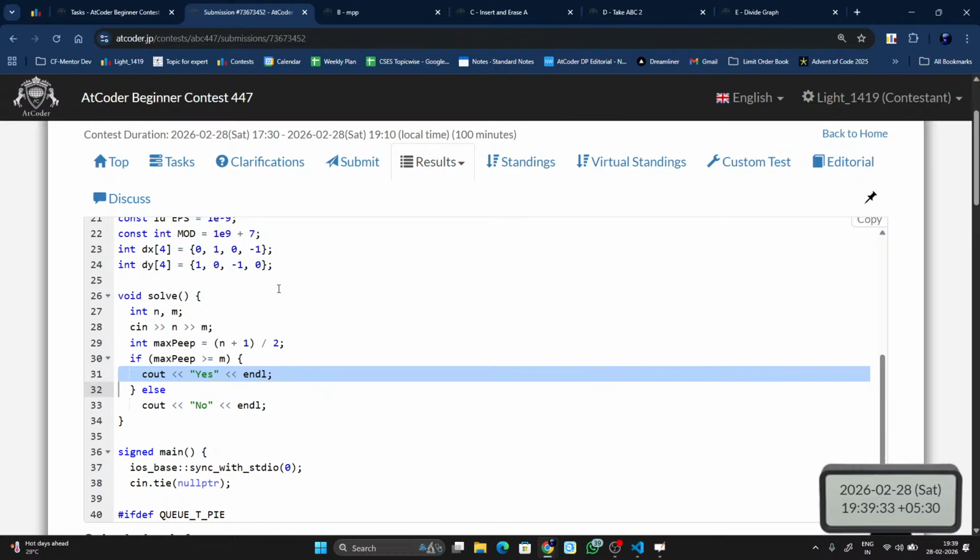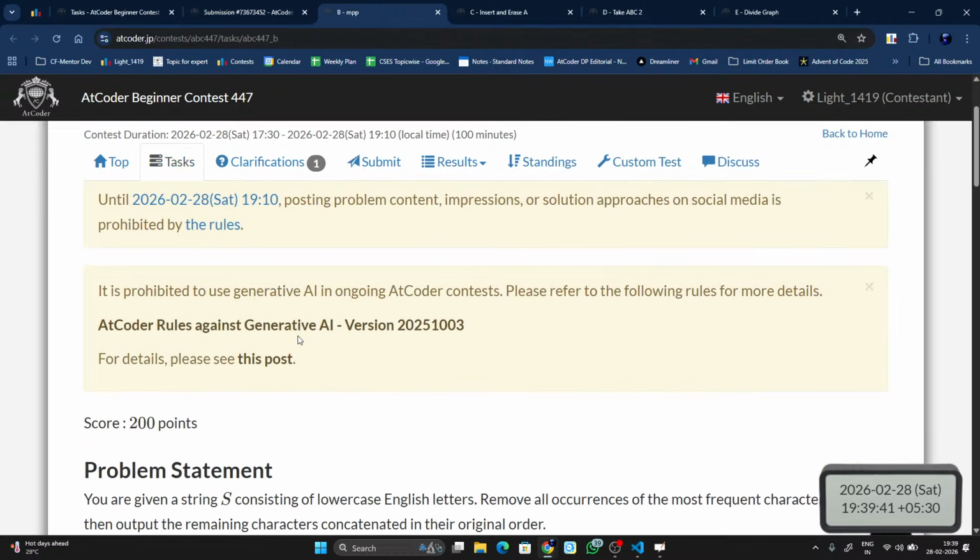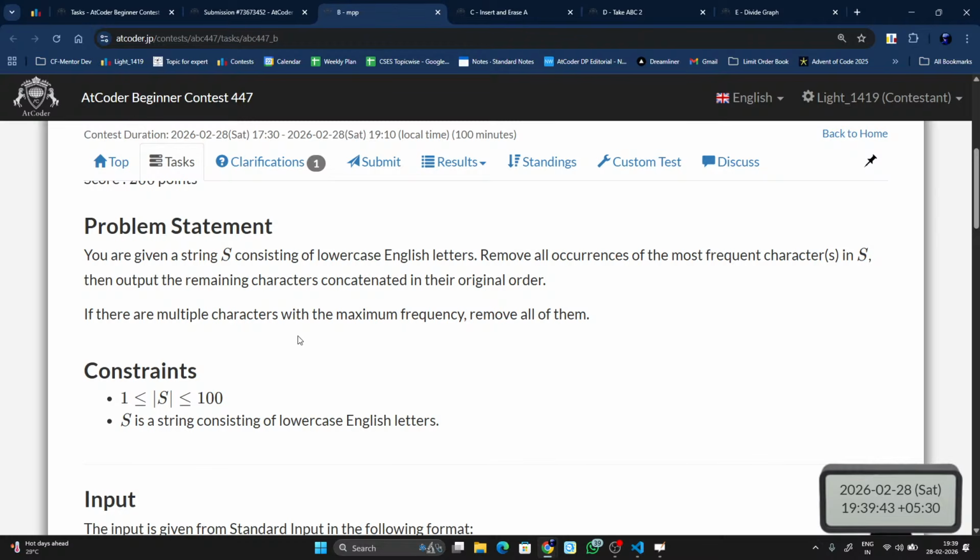I guess there is a bit of latency. If you have any doubts, then you can paste them in the chat. For now, I will move on to problem B. A problem on strings. In fact, three problems today were based on strings. It was a string heavy contest. So let's check this problem out.